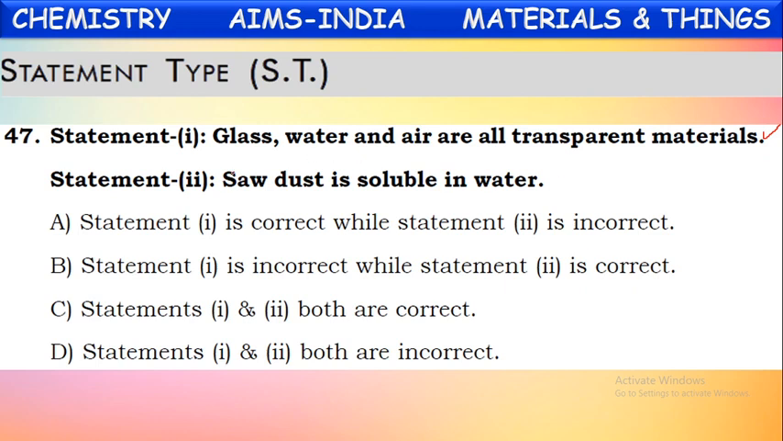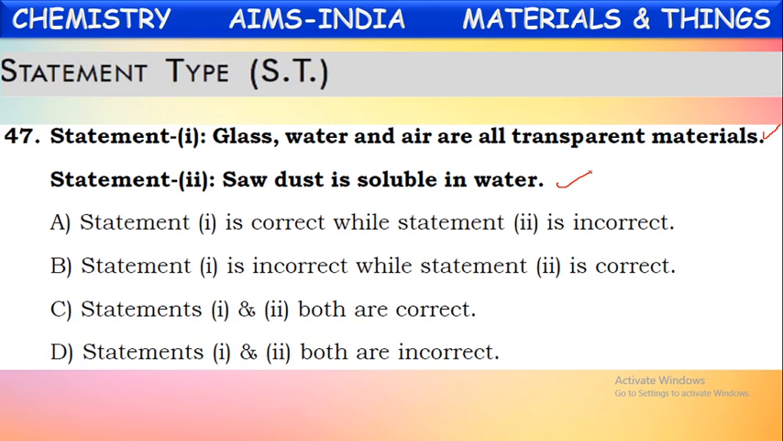So we can say this statement is correct. See the next one. Sawdust is soluble in water. When you keep sawdust in water and stir it, will it be soluble? No, it won't dissolve into water. What happens? It starts floating on water. So sawdust is insoluble in water. Sawdust is not soluble in water.